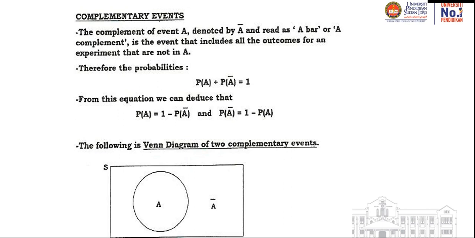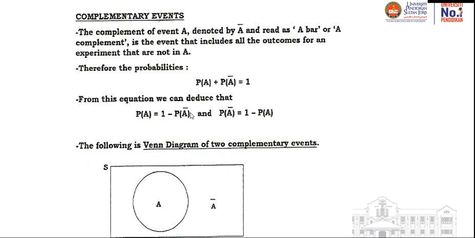Okay, next is complementary events. The complement of event A is normally denoted by A bar, with a line on top of A. Sometimes they use A prime to represent A complement, and some books may use A C to represent the complement of A. By definition, probability of A plus probability of complement A is equal to 1. So it is always right that P(A) is equal to 1 minus probability of complement A.